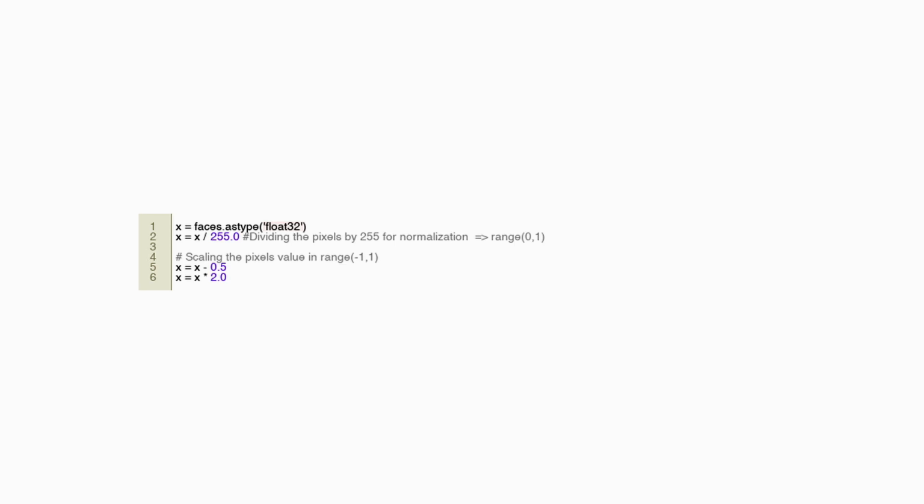Then the code subtracts 0.5 from all the values in x. This shifts the range of values to a range of -0.5 to 0.5. Finally, the code multiplies all values in x by 2.0. This expands the range of values to minus 1.0 to 1.0.